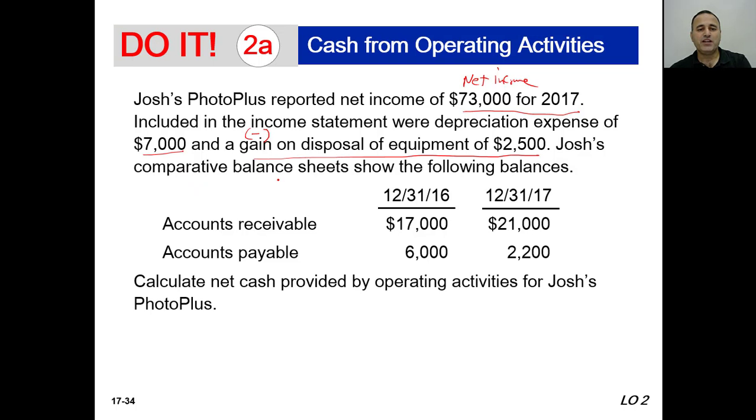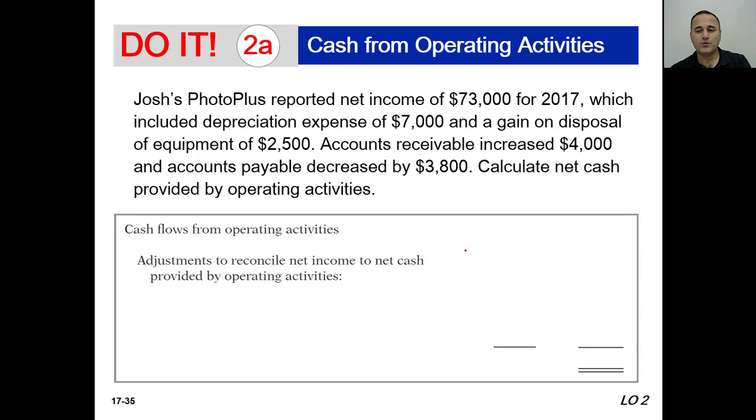Josh's comparative balance sheet shows the following balances. So accounts receivable is $17,000, and these are balances for 2016 and 2017. Accounts payable 6,000 and 2,200. Calculate the net cash flow provided by operating activities for Josh. Super easy.